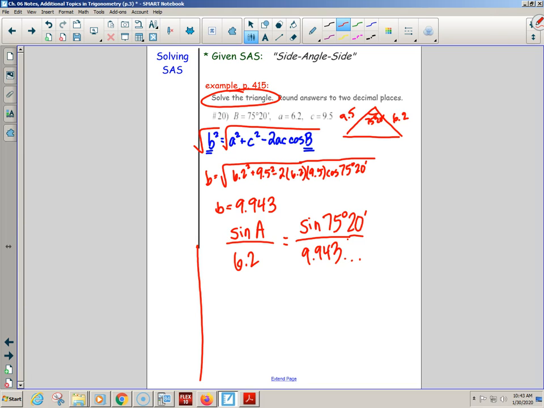I want you to realize that when you're doing sine inverse of angles, there is that ambiguous possibility. Okay, go ahead, Abby. Go ahead. Okay.